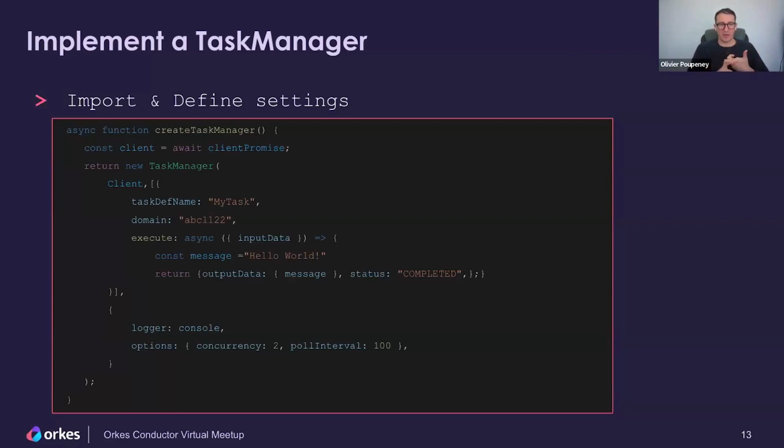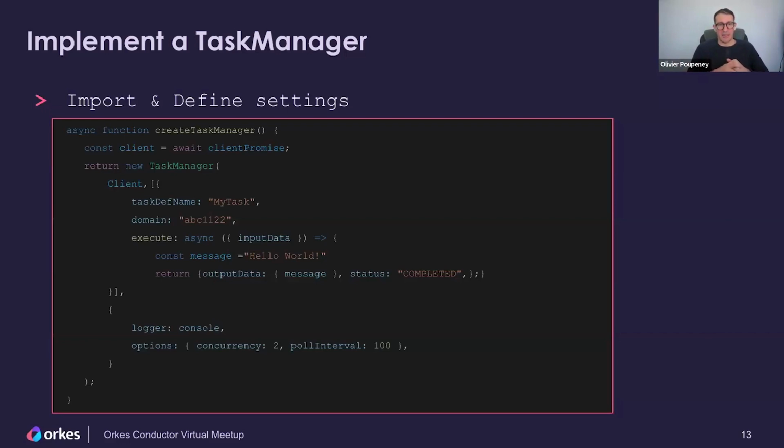Optionally, a domain. A domain will make sure that when a workflow is executed with a specific domain for your task, only this worker will be executed. So you can have different workers deployed everywhere for the same task, but for different domains. That can be super helpful.